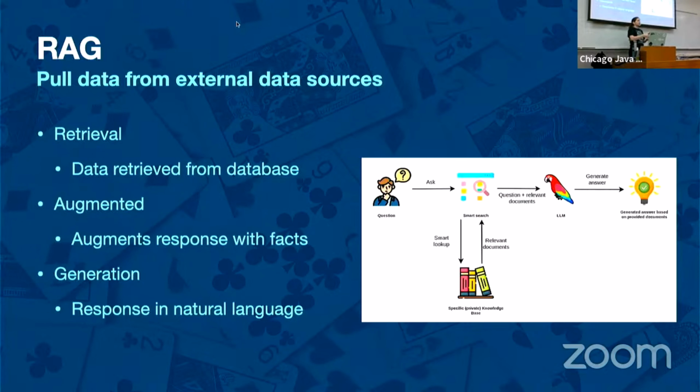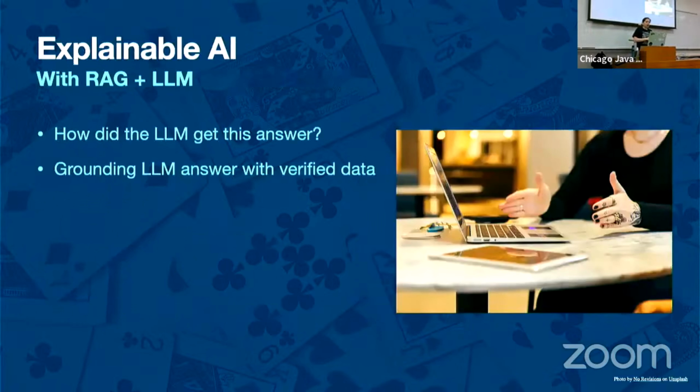Augmented is you're going to augment the LLM's response with the facts that it retrieves from that external source. And then the part that the LLM is very good at is that generation piece. It's going to take that information that you're providing from the external source, and it's going to use that to generate its answer. What we hope this gains us is some sort of explainable AI, or closer to explainable AI, right?